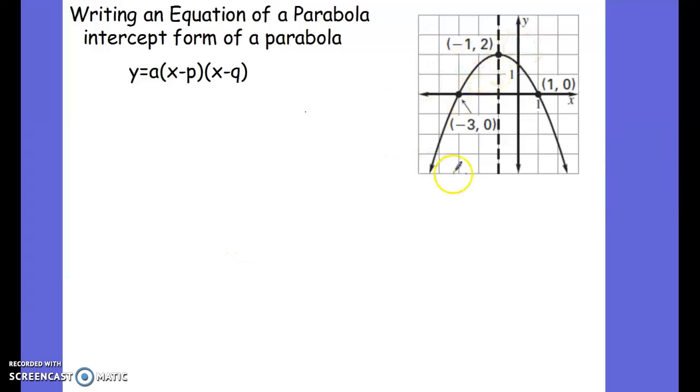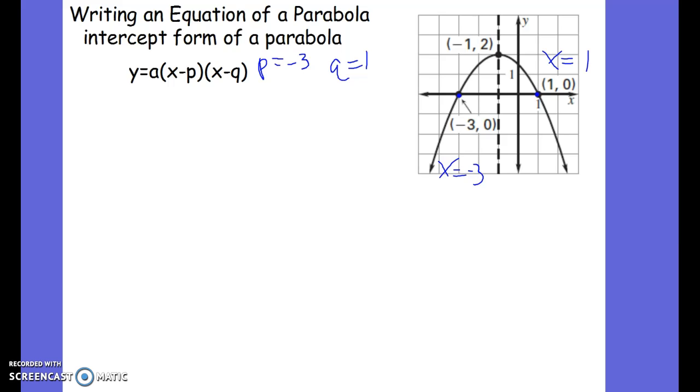Number 1. So here's our graph, right? And we're going to write the equation of a parabola. So step 1 said to substitute the intercepts for our variables p and q. Well, let's take a glance and figure out what our intercepts are. We've got the intercepts (-3, 0) and (1, 0). So we have our two x values. We have x is -3 and x is +1. I'm going to let p equal -3 and q equal 1.